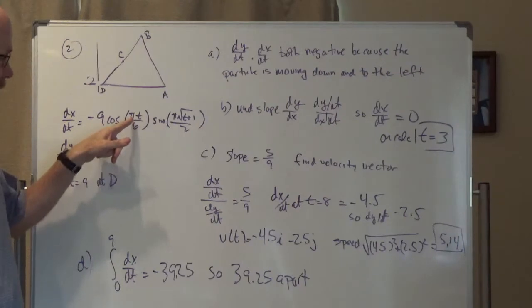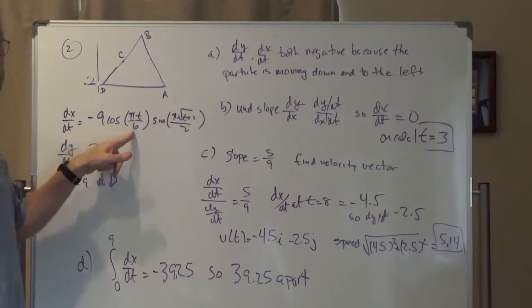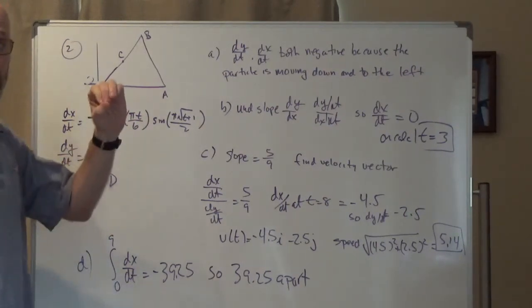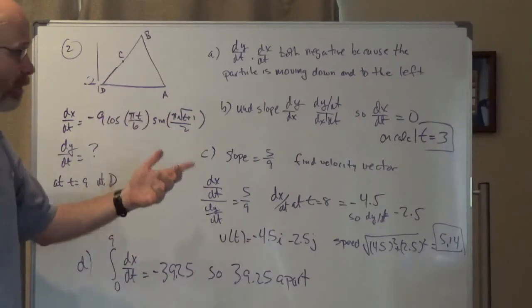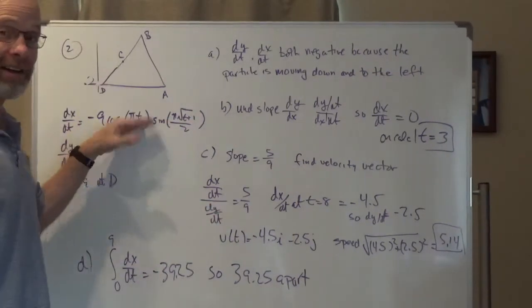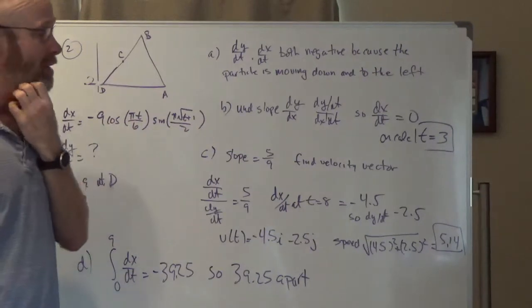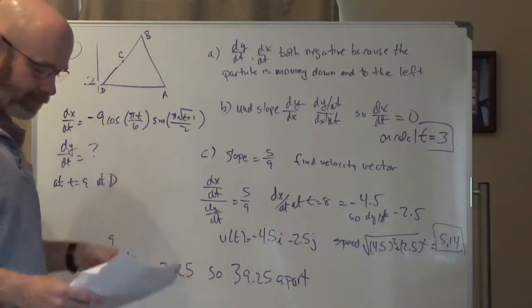That's when you make t equal to 3, pi over 6 times 3 is pi over 2, so cosine of pi over 2 is 0. So dx/dt is 0 at t equals 3. If it didn't come out that easy, just dump this into your calculator, set it equal to 0, and find the points of intersection with 0.